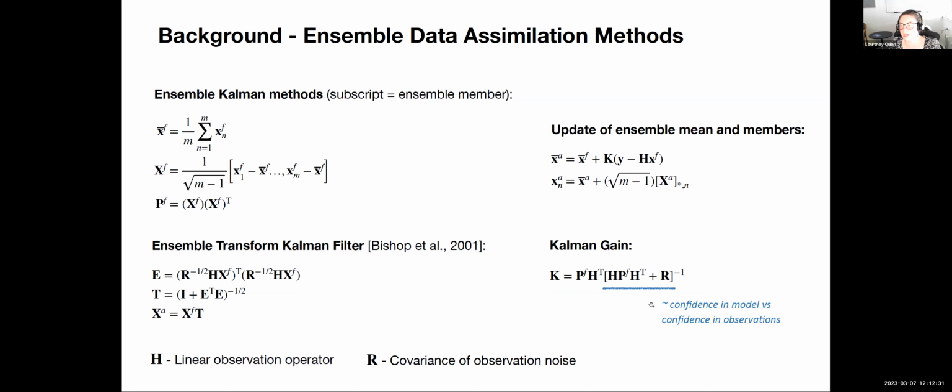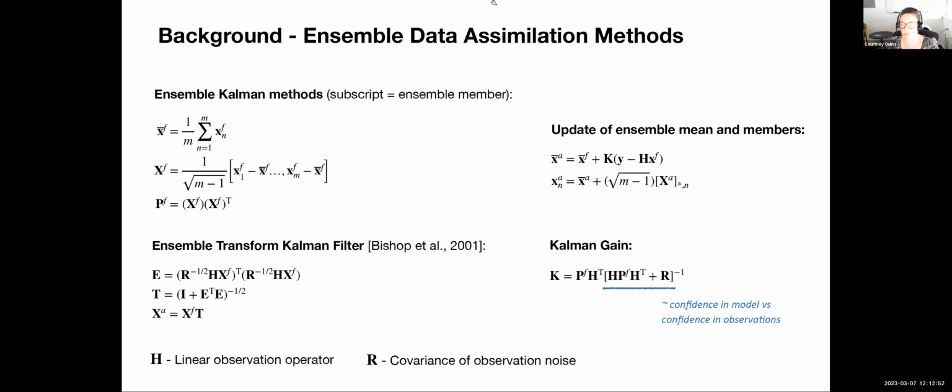What the Kalman gain does is it measures your confidence in your model versus your confidence in your observations. If you're not as confident in your model behavior, you will change your analysis members and go closer to the observations. And if you're not as confident in your observations, then you're going to let the ensemble members do as they like. So that's the general idea here.